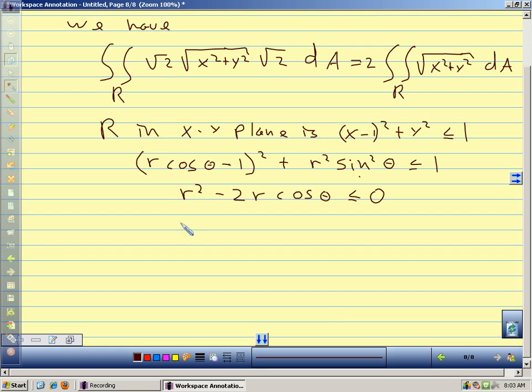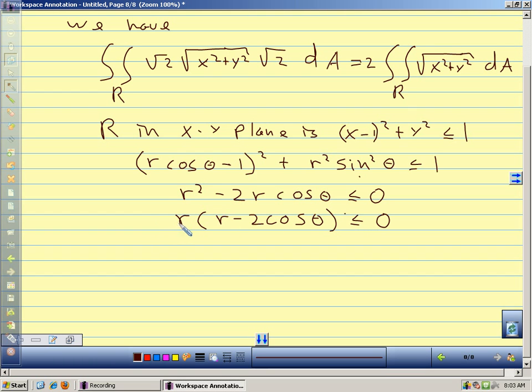I'm going to factor out an r here. So r times (r minus 2 cosine theta) is less than or equal to 0. What we're doing here is trying to figure out how to express our region in the xy plane, because if we set up our integral with this as one of the bounds in some form, that's going to be really difficult. So this gives us our region.